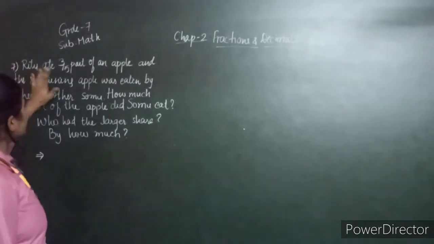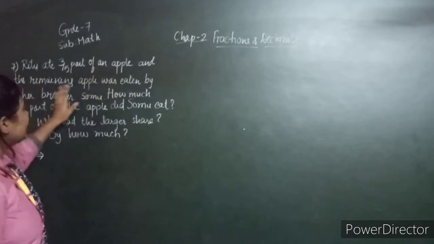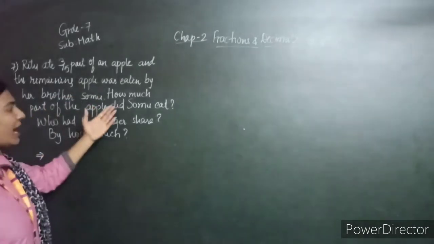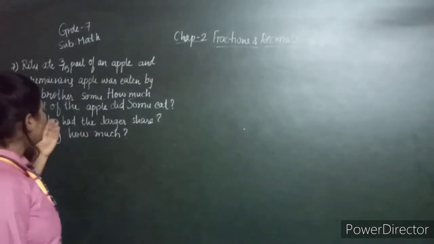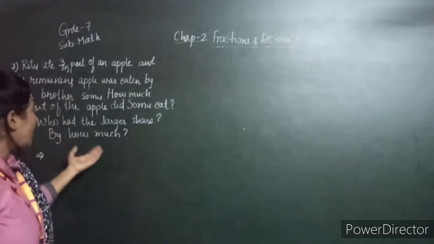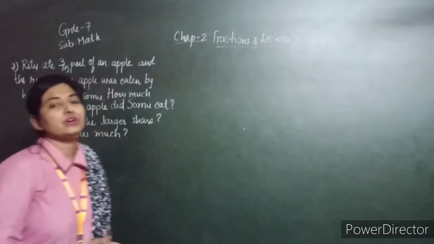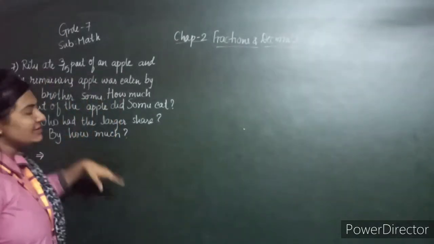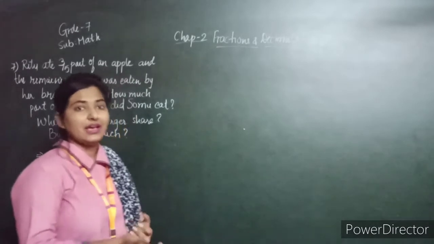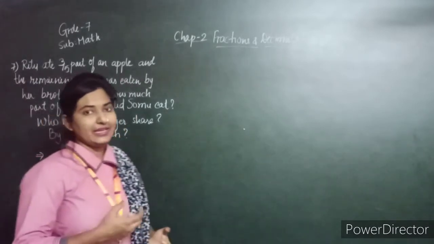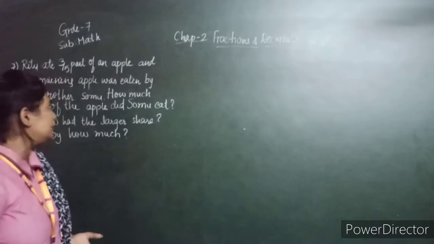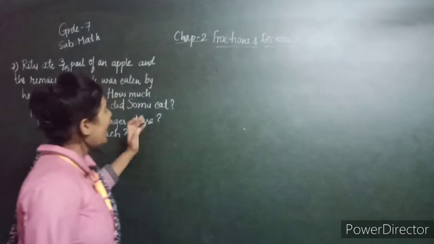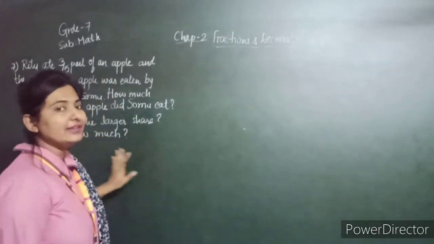Now number 7. Ritu ate 3 by 5 part of an apple and the remaining apple was eaten by her brother Somu. How much part of the apple did Somu eat? Who had the largest share? By how much? So here, first of all, we have to assume that one apple is there. So Ritu ate 3 by 5 part of an apple, and the rest is eaten by her brother Somu.